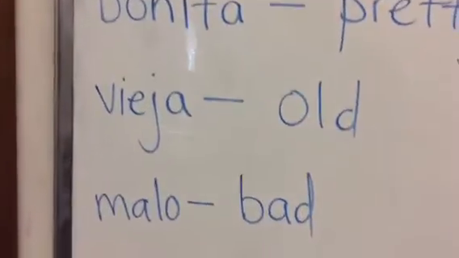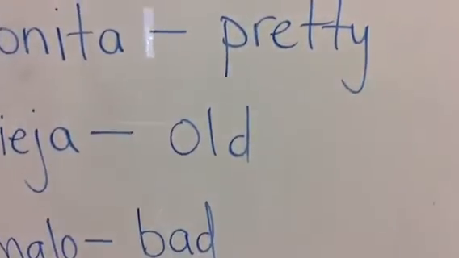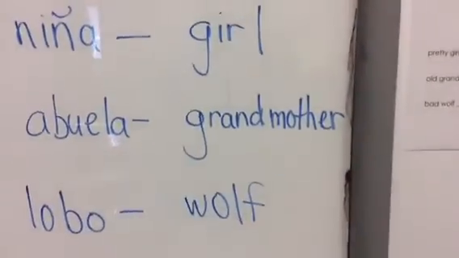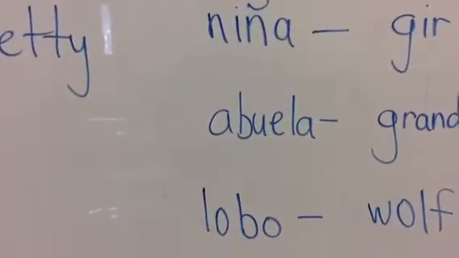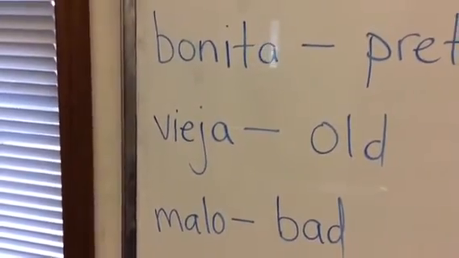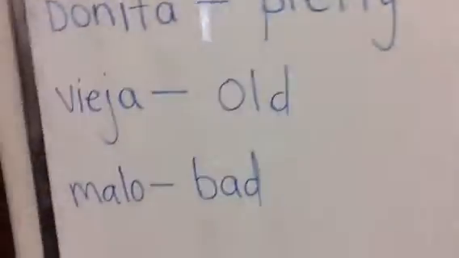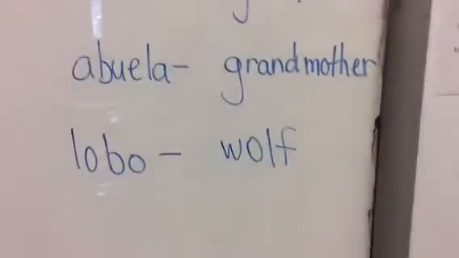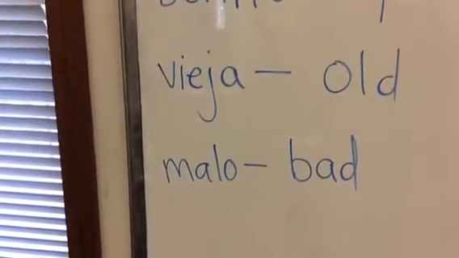The same would be true for the other words. In English, we would say old grandmother, but in Spanish, it would be abuela vieja. And in English, we would have bad wolf. In Spanish, it would be lobo malo.